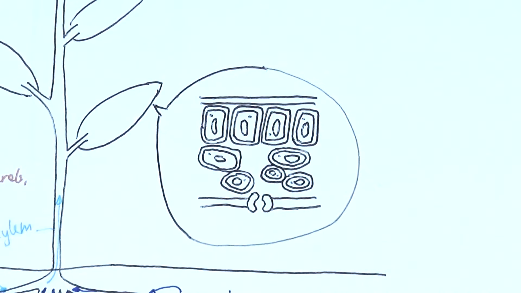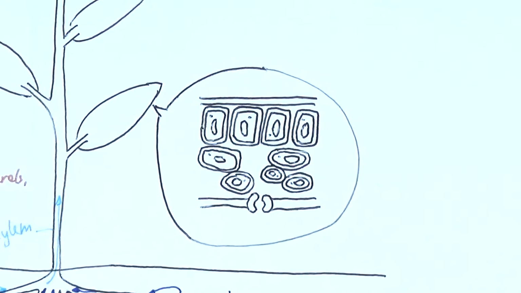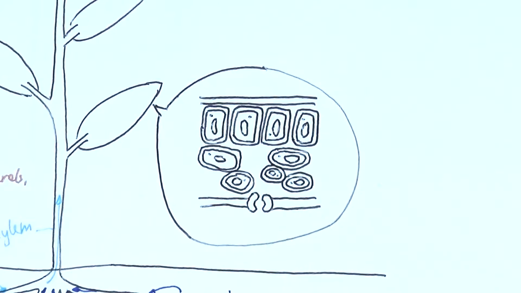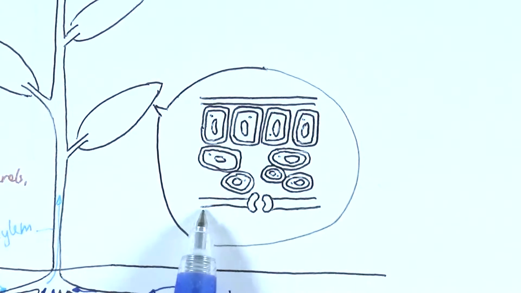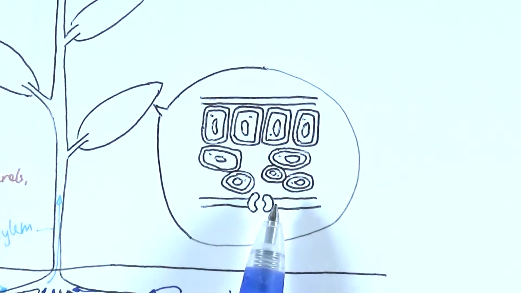Imagine if we zoom into a leaf and look at its cross section, then this is what it looks like. We've got the upper epidermis, which is the top surface of the leaf, and the lower epidermis, which is the bottom of the leaf.